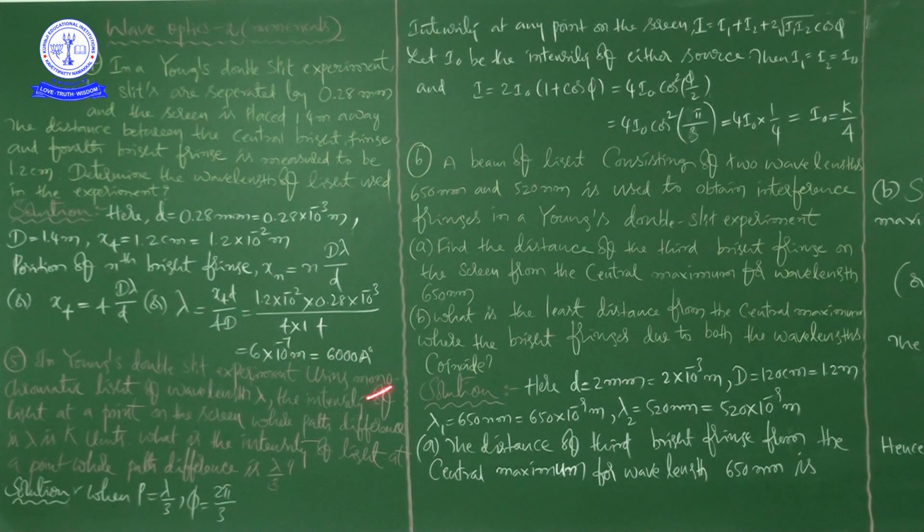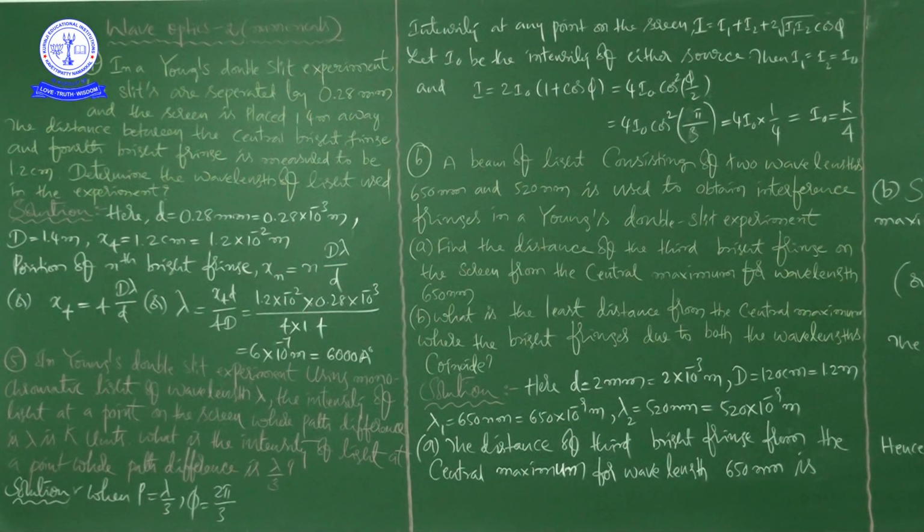So do this mathematical calculation, multiplying and dividing. Finally we will get 6 into 10 to the power of minus 7 meters. This 6 into 10 to the power of minus 7 meters, you can write as 6000 angstrom units, just converting meters into angstrom units. So this is about the fourth problem.